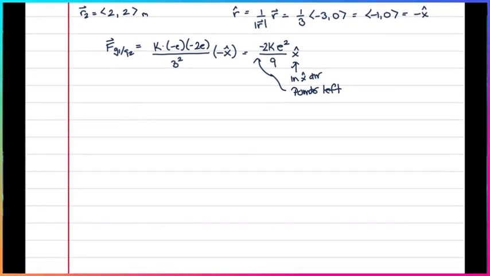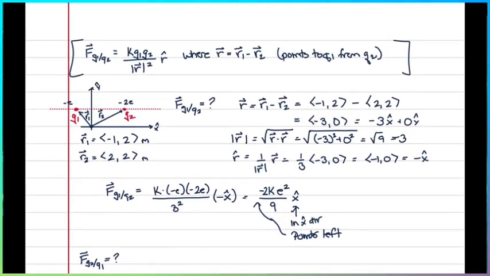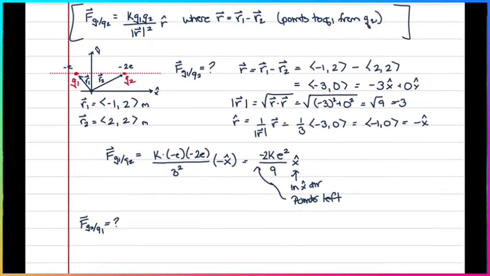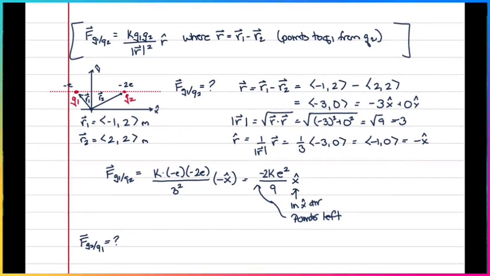Can I do it for Q2 on Q1? Sorry, on Q2 from Q1. Well, we just got to be careful of what we did. This formula was for on Q1 from Q2. We evaluated this where R was R1 minus R2 when we did on Q1 from Q2. So if we're going to do on Q2 from Q1, we just got to flip everything. This will stay the same, but then this will have to become R2 minus R1 instead.